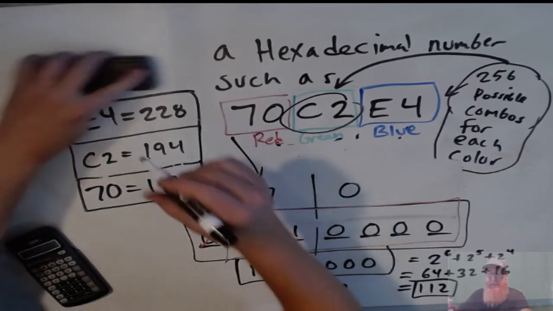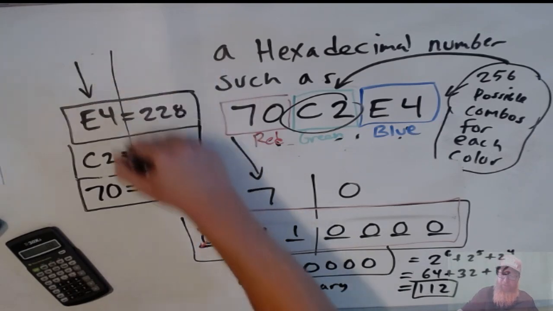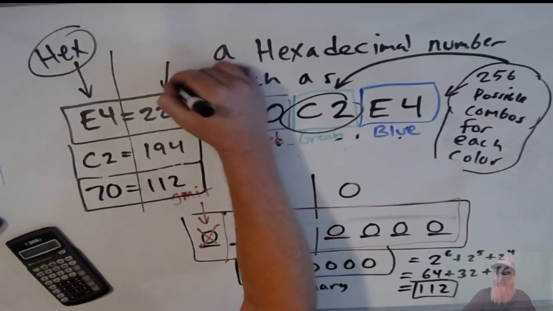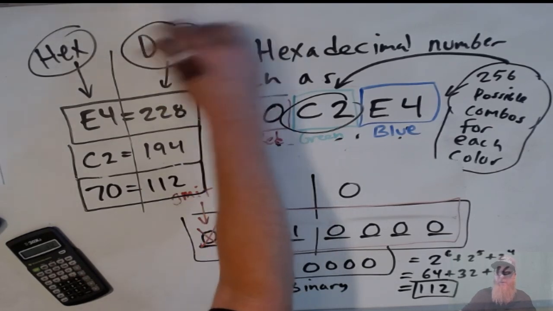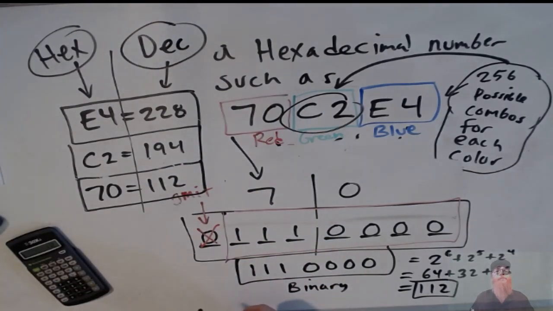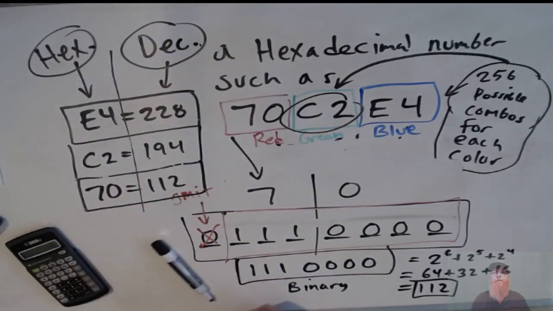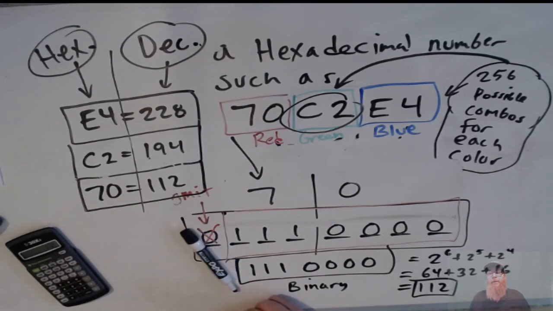Just to summarize this answer, the left-hand column here is your hexadecimal, and the right-hand column is your ordinary decimal, base 10. Okay, well, there it is. That's your application of binary, octal, and hexadecimal numbers.